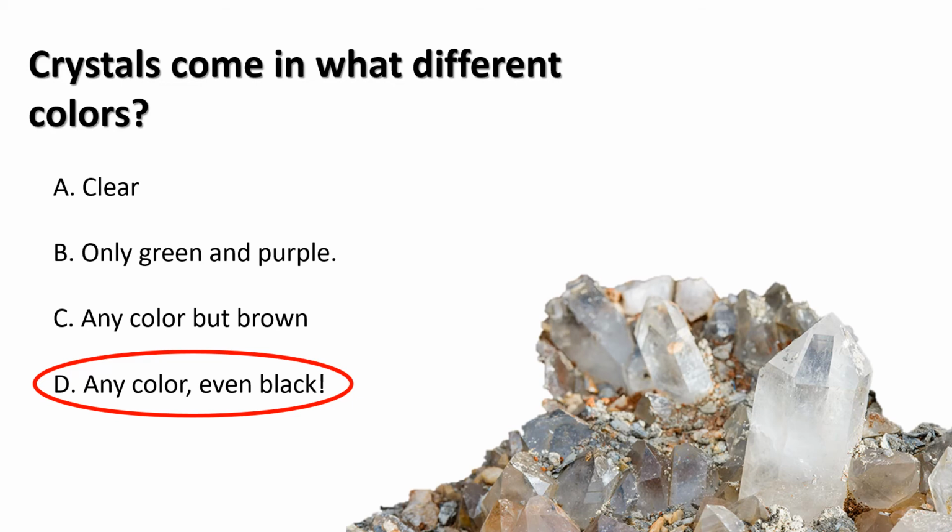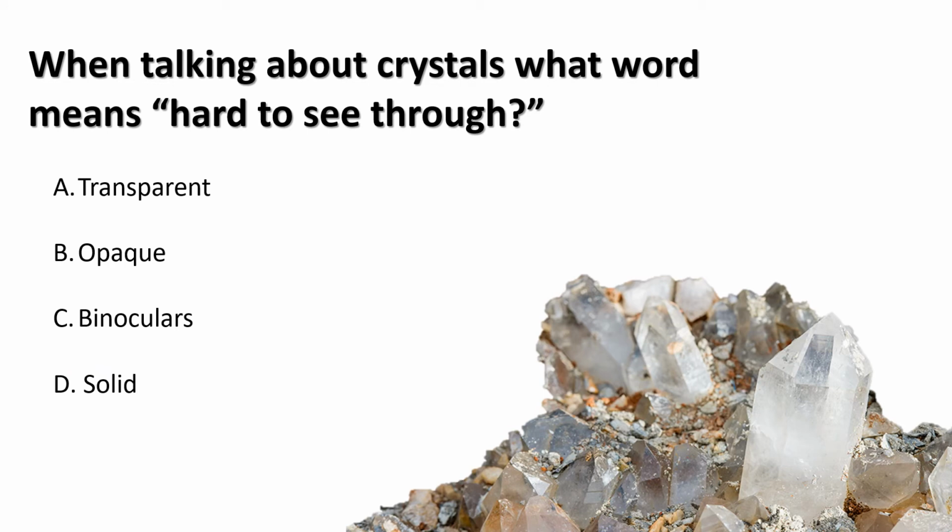All right, here's a hard one. Are you guys ready? When talking about crystals, what word means hard to see through? Is it A, transparent, B, opaque, C, binoculars, or D, solid? The answer is opaque. Transparent crystals are see-through like glass. The more opaque they are, the harder it is to see through them. Completely opaque crystals don't even allow light to shine through them, like a piece of aluminum foil or a gold bar. They don't allow any light to be seen through them.